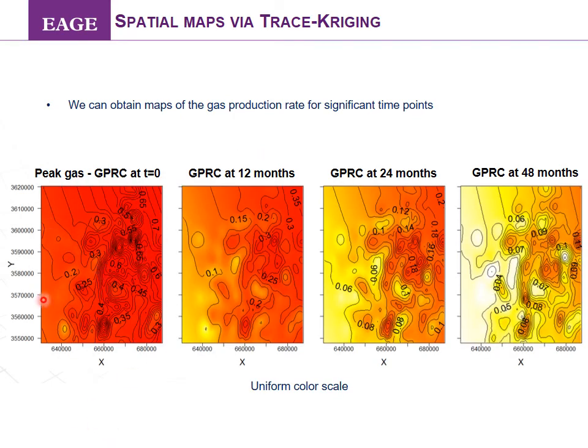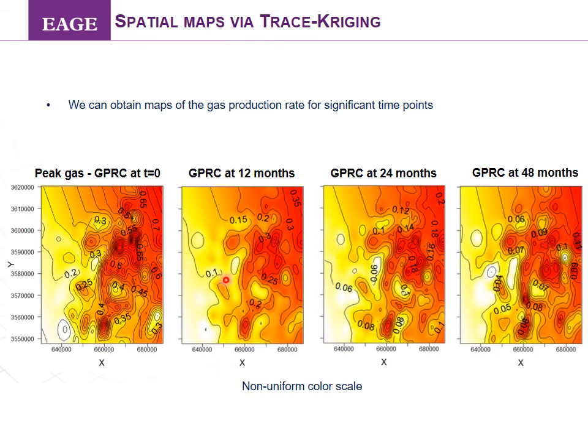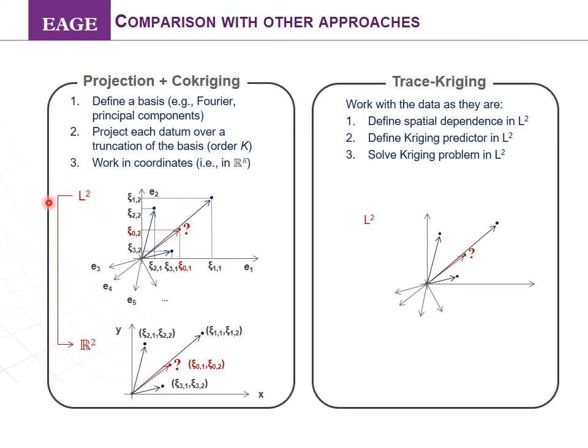So we got the peak gas, of course, at time t equals 0, and then we see a gradual decline. We notice that there are some areas of relatively high production and areas that seem to have much lower production. This is a different color scale, so it conveys pretty much the same information. So let's make a comparison with other approaches, in particular the classical approach.